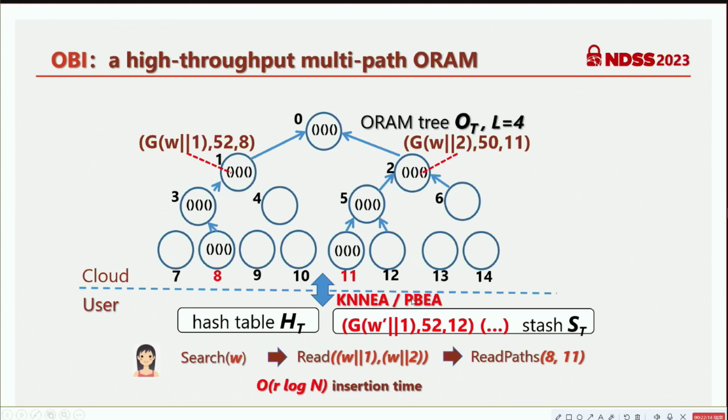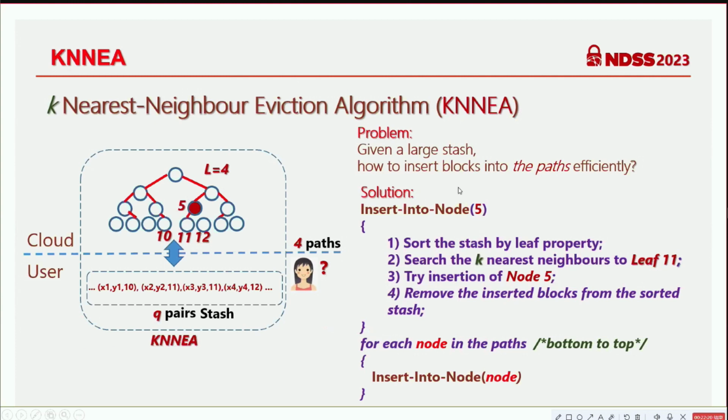KNEA and PBEA. Since the eviction algorithm is relatively complex, in this report, we do not want to introduce the eviction algorithm in detail. We assume you are familiar with PATH-ORAM. The KNEA algorithm is a multipath eviction algorithm. It evicts the stash blocks into the multipaths in one batch. This graph shows the working process of KNEA.